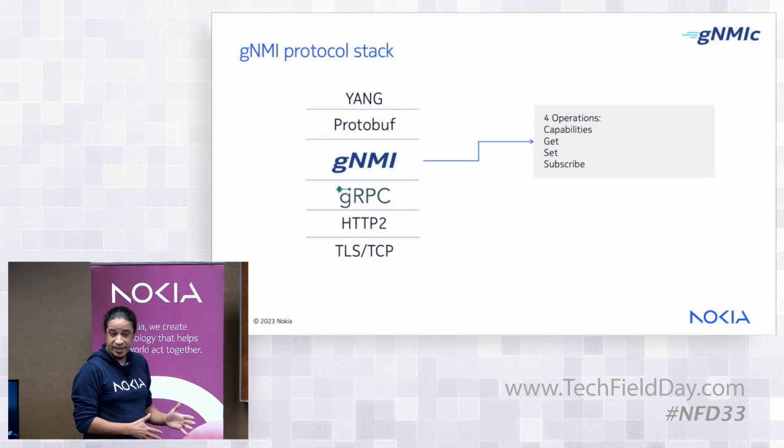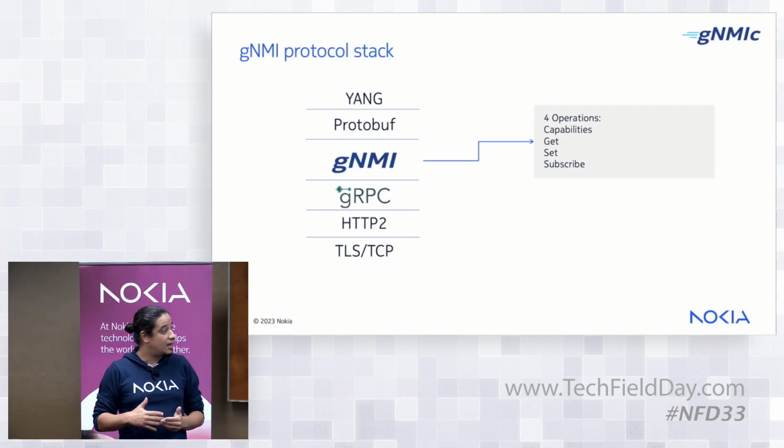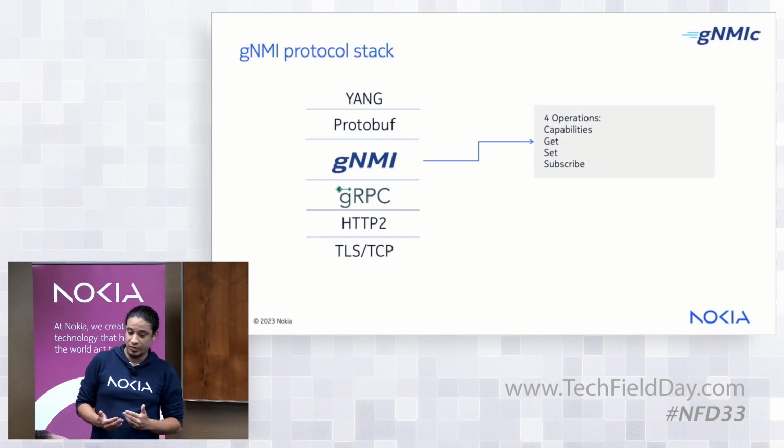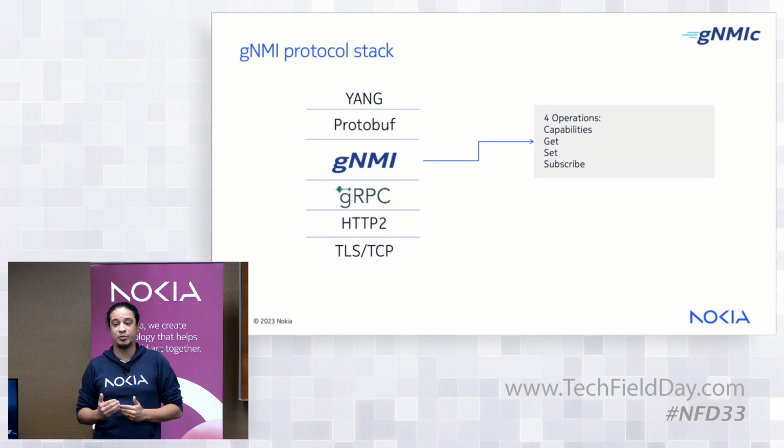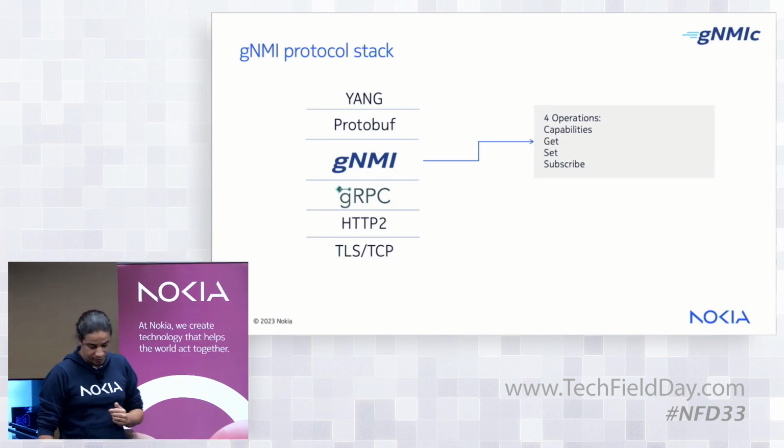The first operation is capabilities. It allows a client to query what kind of capabilities the router supports. You will get the gNMI version that the router exposes, the list of Yang models that the router supports, as well as the encodings that the router can use to send back the data you requested.